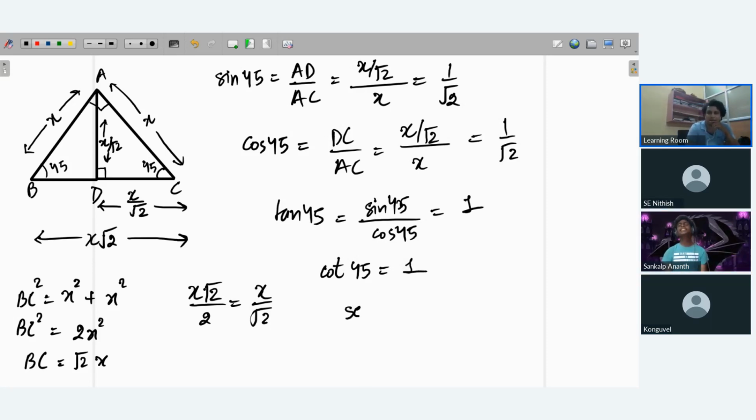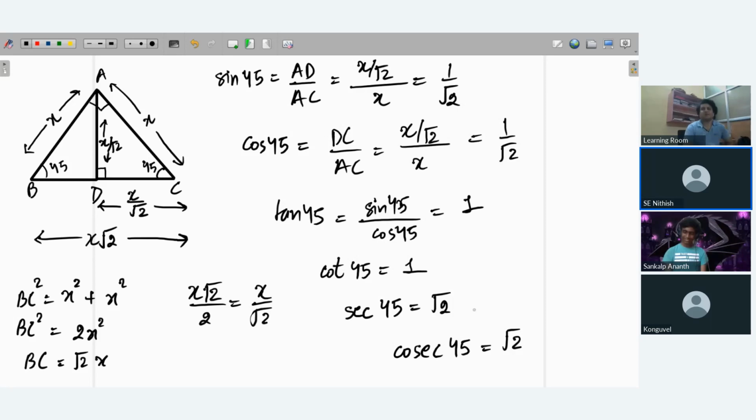What about sec 45? Sec 45 is square root 2. What is cosec 45? Root 2, square root 2. Very good. Square root 2 is right.